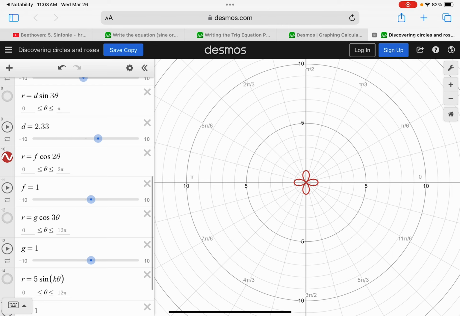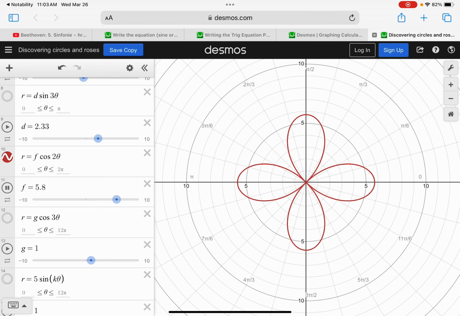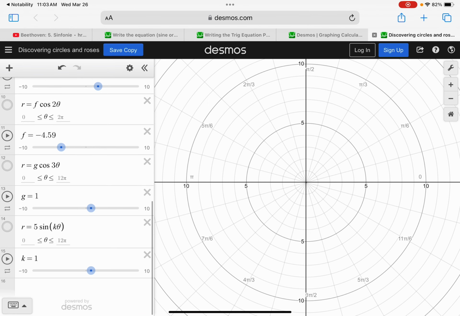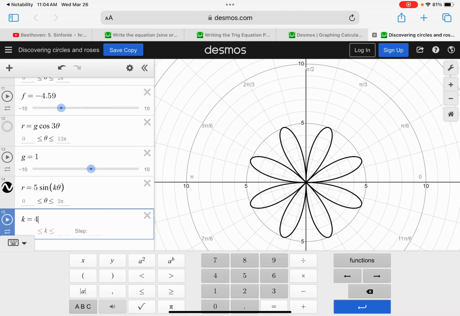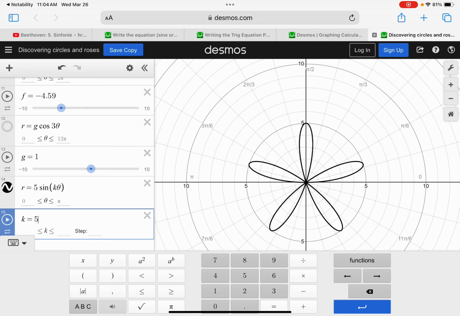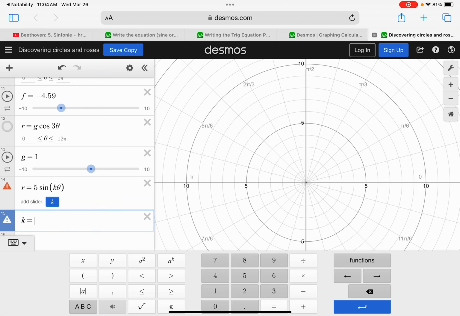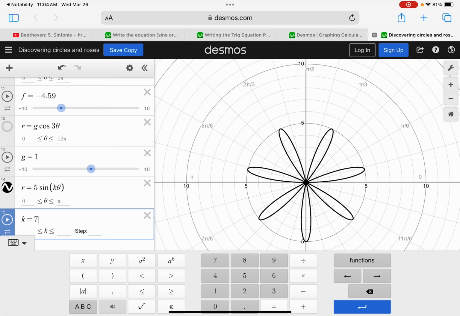Okay, and here is cosine of 2 theta. So when it's 3, we have 3 petals. I'm going to change it by integers. When it's 4, you may notice we have 8 petals. When it's 5, we have 5 petals. When it's 6, we have 12 petals. So anytime that number is even, we have twice as many petals as that value. Anytime it's odd, we have the exact number. I was trying to tell it 7. There we go. That gives us 7 petals.